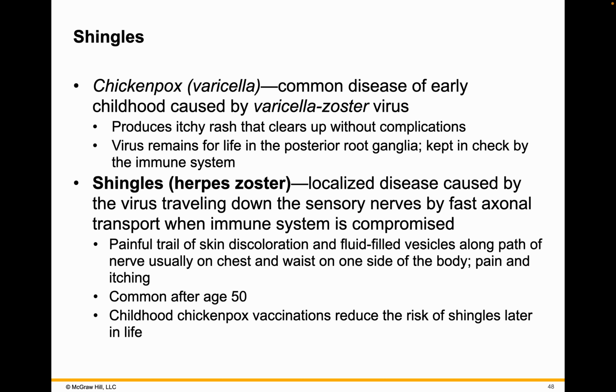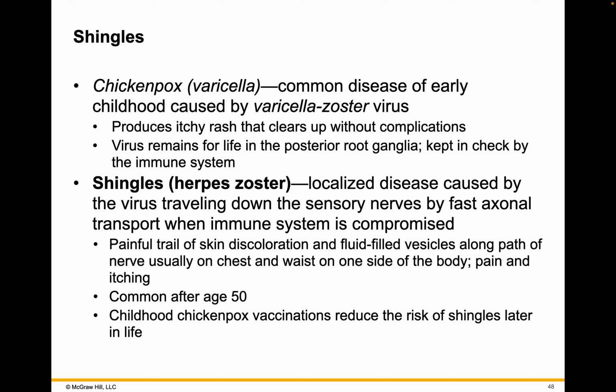Chickenpox, varicella infection, is a common disease of early childhood caused by varicella zoster virus. It produces an itchy rash that clears up generally without complication, not always. Chickenpox can be a very life-threatening disease. But the virus will remain for life in the posterior root ganglia.